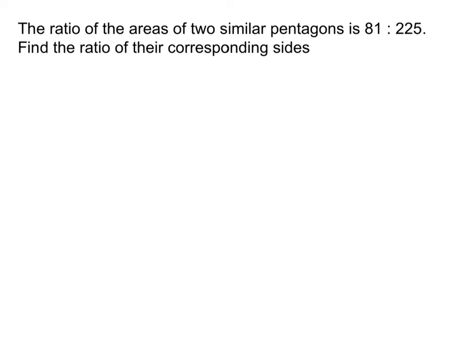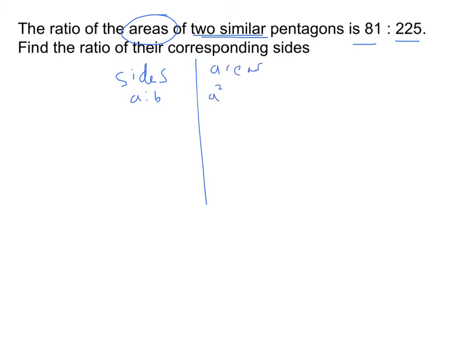So in this example, we again have similar pentagons, so we have similar figures, so I would underline that, that's important. We know the ratio of the areas is 81 to 225. So we know they're similar, and in this case, we know the areas. All right, so we know that the ratio of the side lengths, A to B, if we were to square those, we would get the ratio of the areas, otherwise known as A squared compared with B squared. So in this situation, they gave us the areas, so we would put 81 to 225 right here. That's the ratio of the areas.